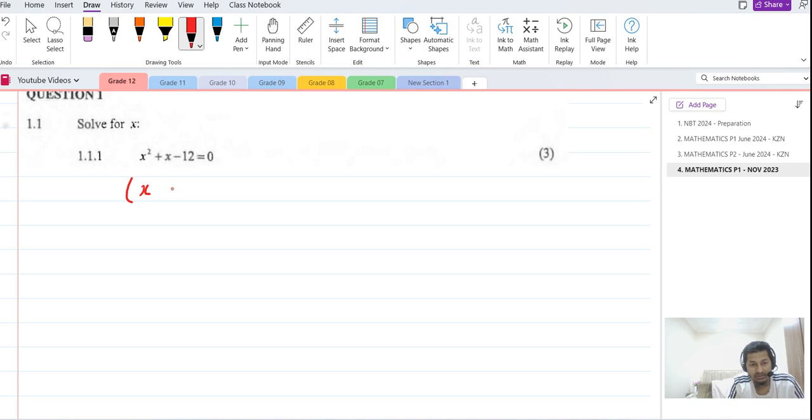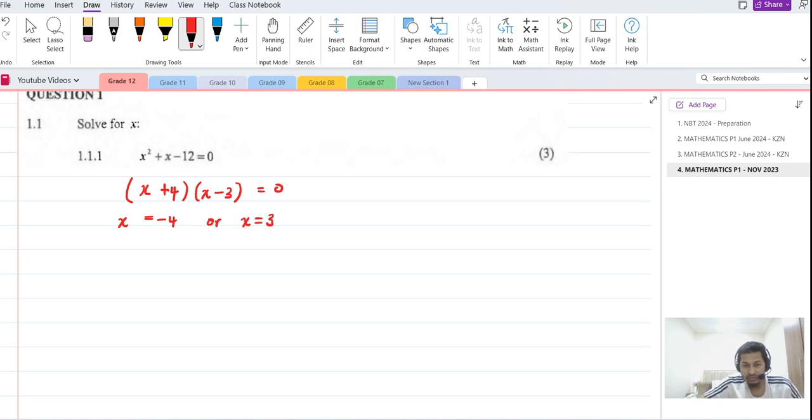So factors of 12: using 4 and 3 we can get plus 1, so it should be x plus 4 and x minus 3 is equal to 0. So therefore x is equal to negative 4 or x is equal to 3.